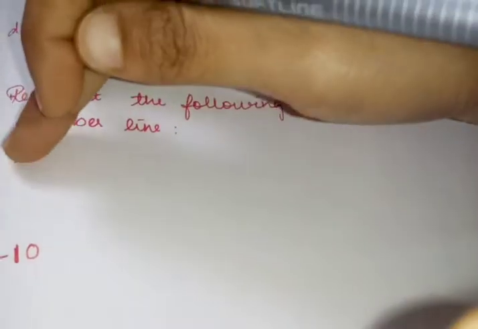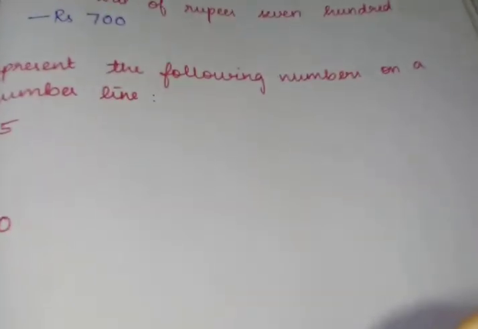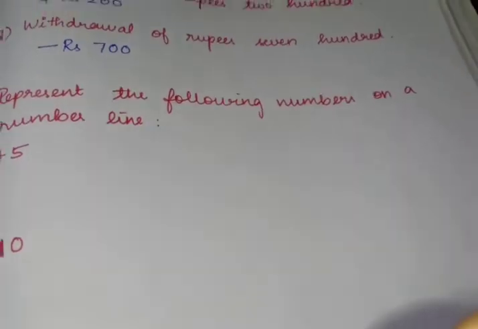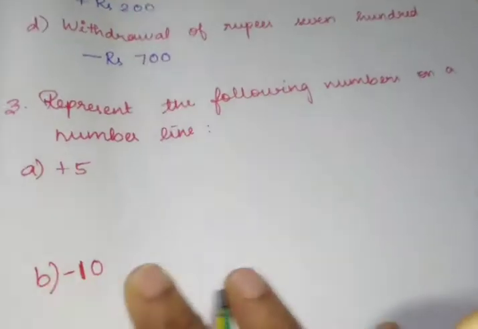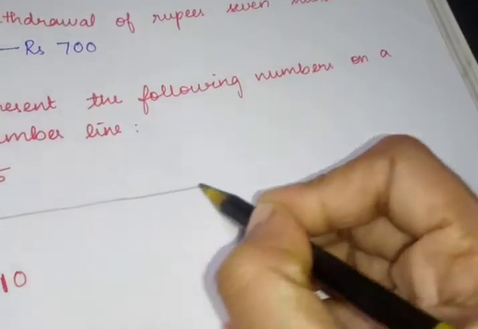We are going to represent these numbers on the number line. You know how to draw the number line, right? First you can take a scale and a pencil, children. I am drawing only using a pencil, but you can draw using a scale and your pencil. So first you draw one number line.